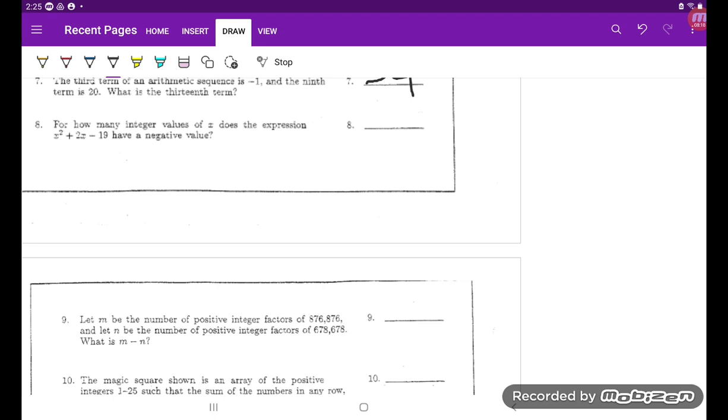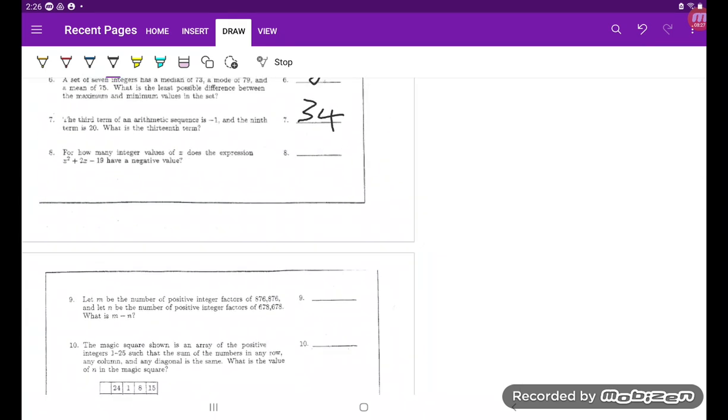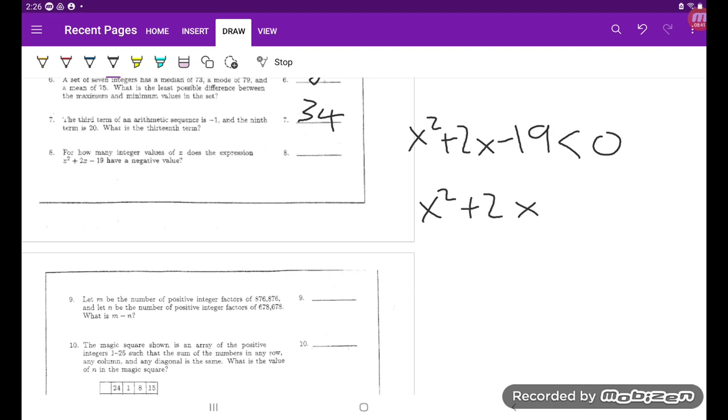Okay, next question. For how many integer values of x does the expression x squared plus 2x minus 19 have a negative value? Okay, so I want to know when x squared plus 2x minus 19 has a negative value. So it has to be less than 0 to be negative, right? And we can add 19 to both sides. So x squared plus 2x should be smaller than 19.